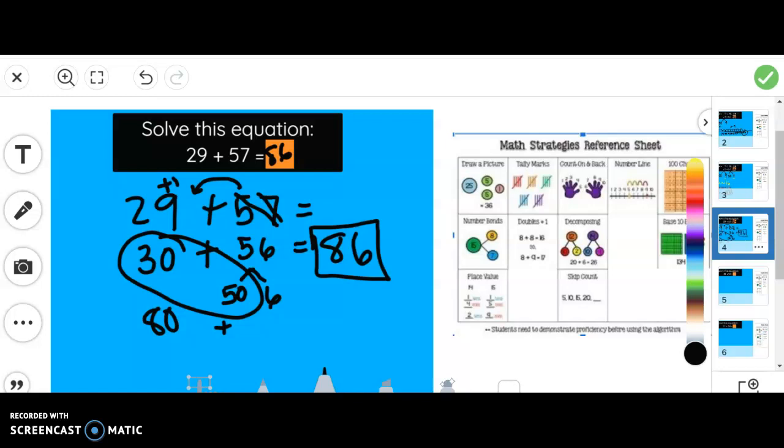These are a couple examples of ways you could solve the problem. You might also choose to use a different strategy like drawing a picture or using the hundreds chart. Make sure to choose a strategy that works for you and that is accurate.